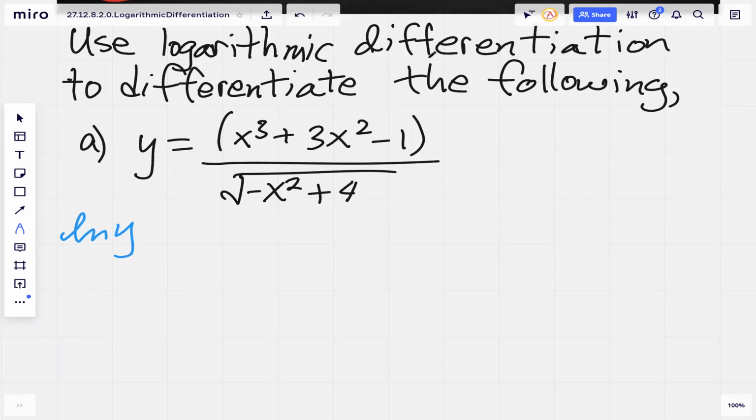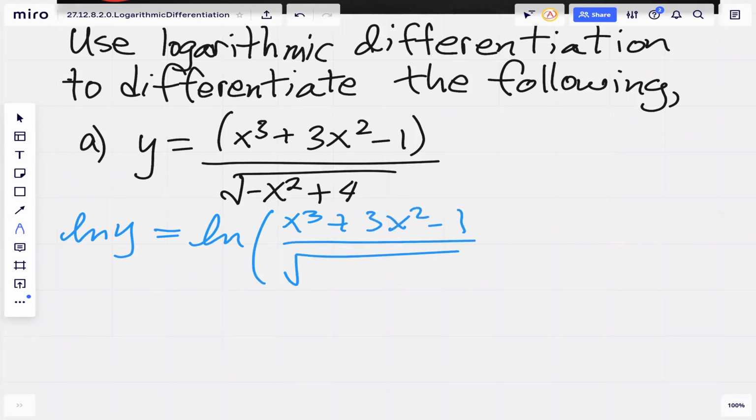So we're going to take ln of the left-hand side. So ln y equals ln of the right-hand side. So x cubed plus 3x squared minus 1 over the square root of, let's write this as 4 minus x squared.